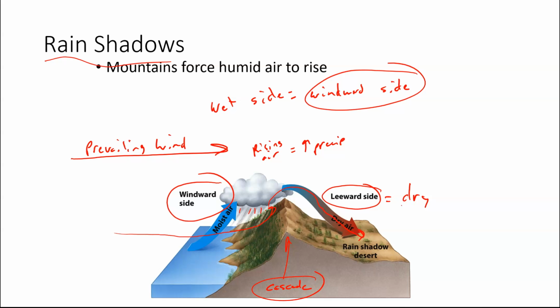So the windward side is the wet side, the leeward side is the dry side. And again, we want to associate why do we get more precipitation on the windward side? That's because those mountains cause rising air as the winds blow up over the mountains. Rising air we associate with low pressure, cloud formation, precipitation. The air dries out, cools off, and sinks on the leeward side. Sinking air, higher pressure, less precipitation.